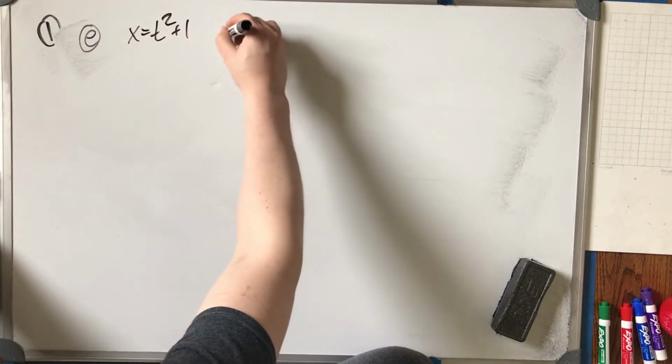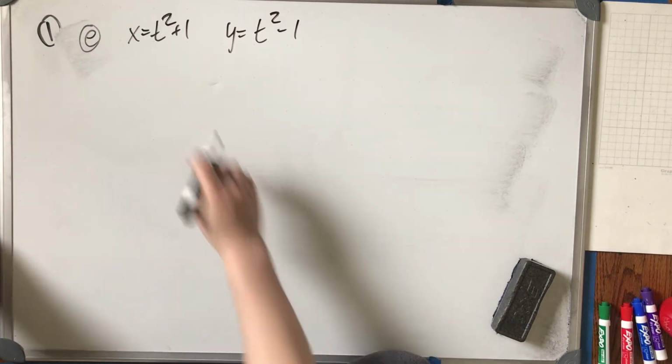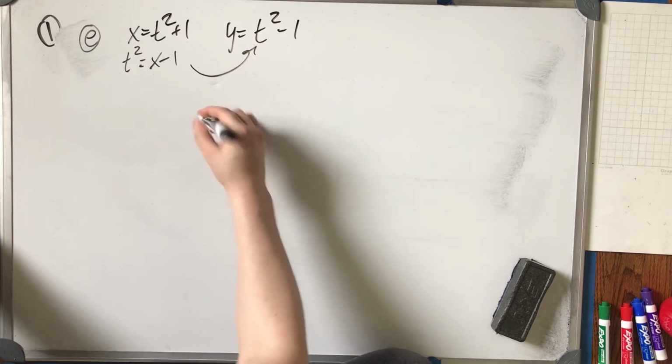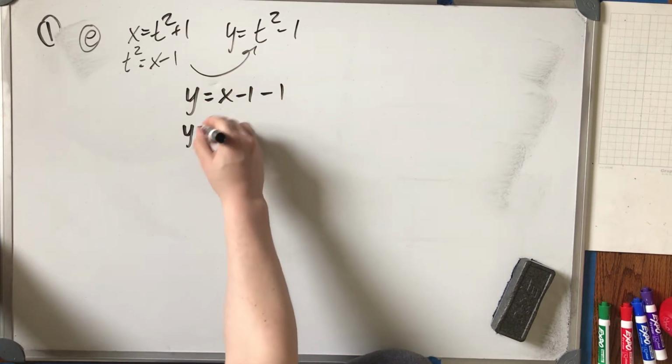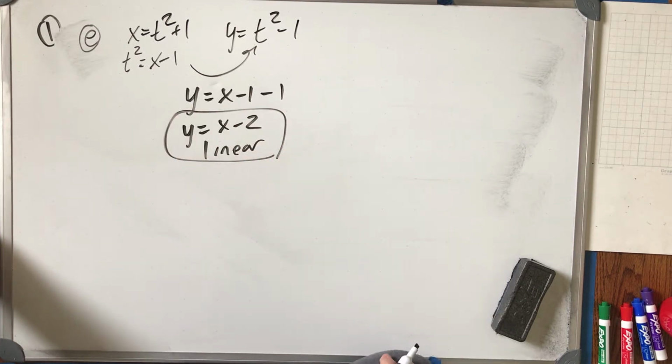x equals t squared plus 1, y equals t squared minus 1. Cool, so I'm going to solve for t squared because that's in both of them. So I'll just do it over here. I'll get t squared equals x minus 1, and I'm going to just substitute that in over here. y equals x minus 1 minus 1. So that's y equals x minus 2, which, again, is linear. x to the first.